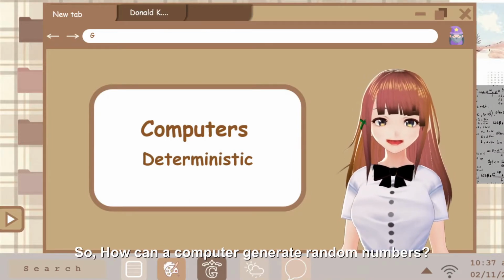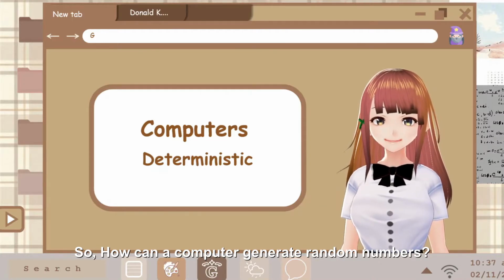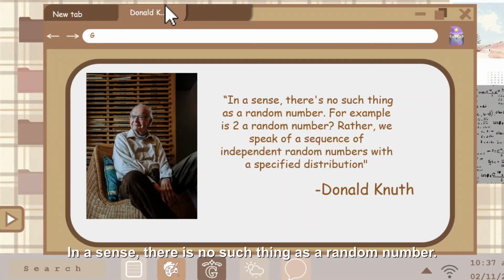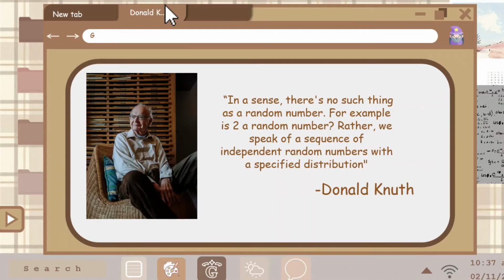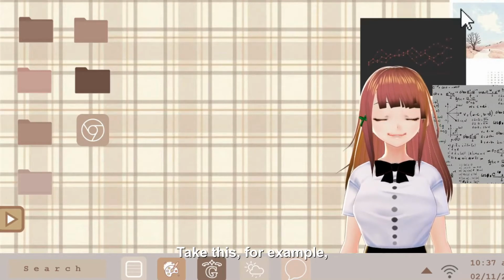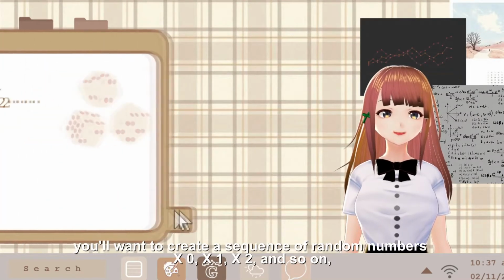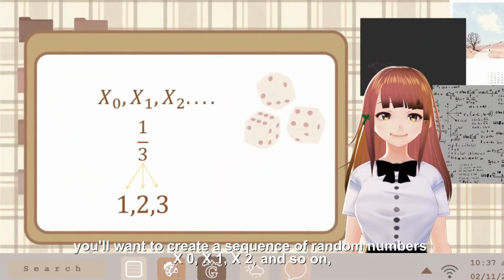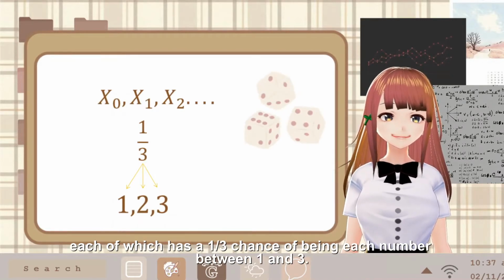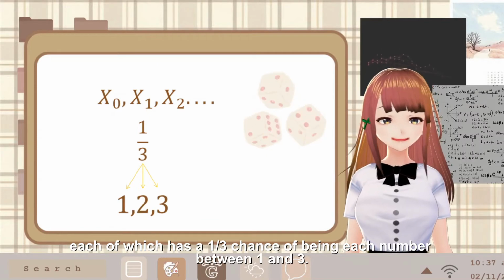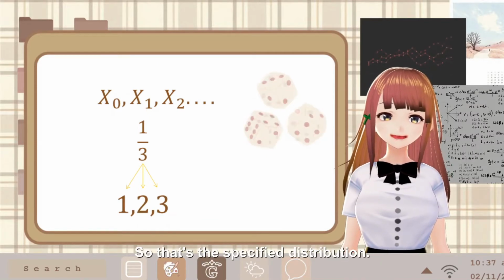So, how can a computer generate random numbers? According to Donald Knuth, in a sense, there's no such thing as a random number. For example, is 2 a random number? Rather, we speak of a sequence of independent random numbers with a specified distribution. Take this for example. To simulate the roll of a die, you'll want to create a sequence of random numbers x0, x1, x2, and so on, each of which has a 1/3 chance of being each number between 1 and 3. So that's the specified distribution.